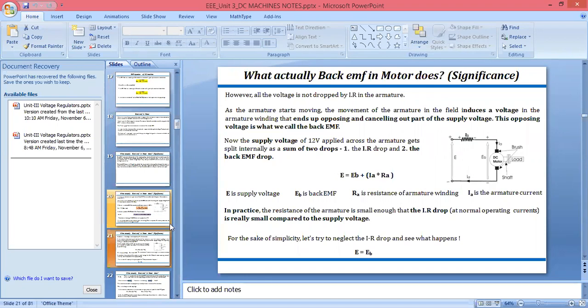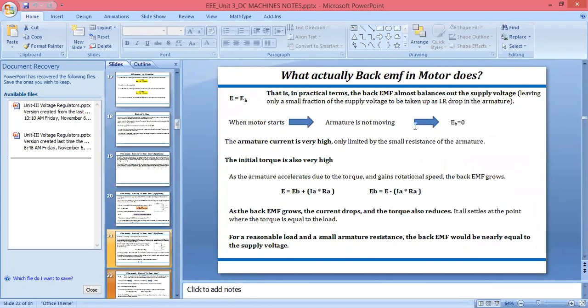So if we convert these equations into this form, what will happen? You can see here, the back EMF is exactly balancing the supply voltage. When the motor starts, if the armature is not moving, what will happen? EMF will not get induced, because we know that when there is rotation, the magnetic flux cuts the conductor. If the armature is not moving, it is becoming a stator. At that time we will not get any amount of EMF. So we can take back EMF equal to 0 volt.